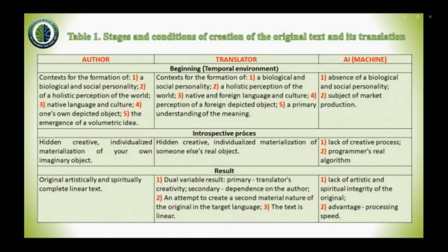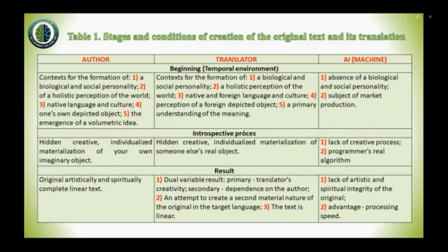The difference is also visible at the level of results. The author's result is an original, artistically and spiritually complete linear text. The result of the translation process is a dual variable result: primary, the translator's creativity; secondary, dependence on the author.